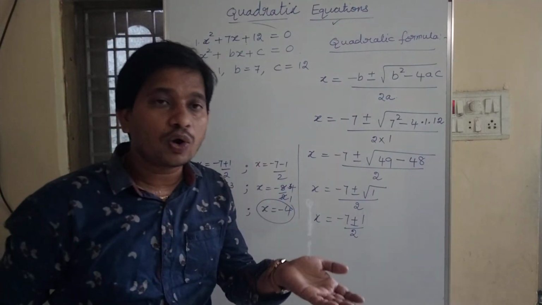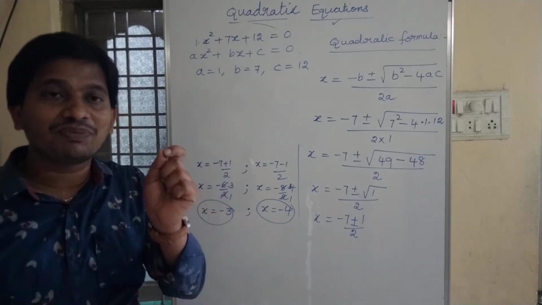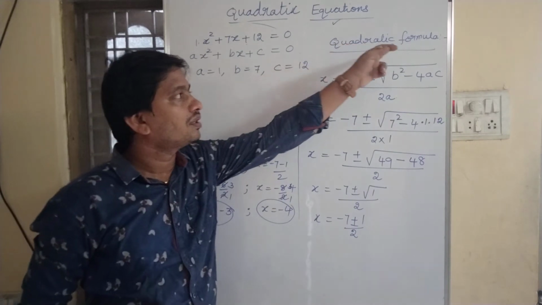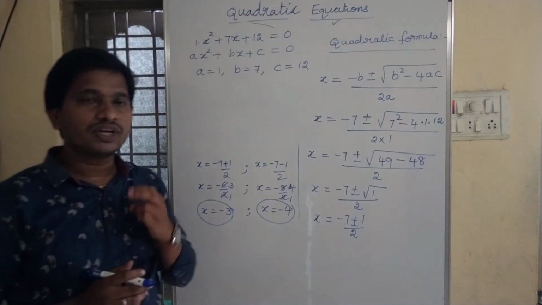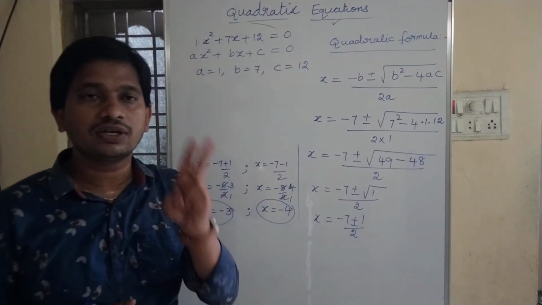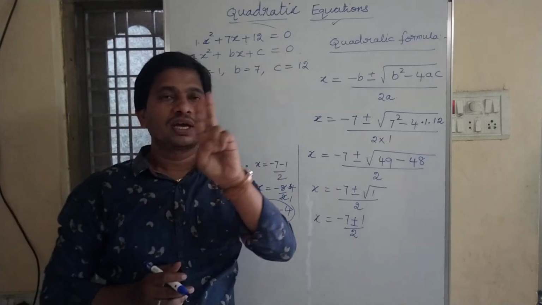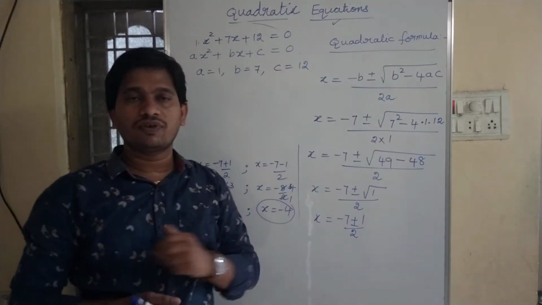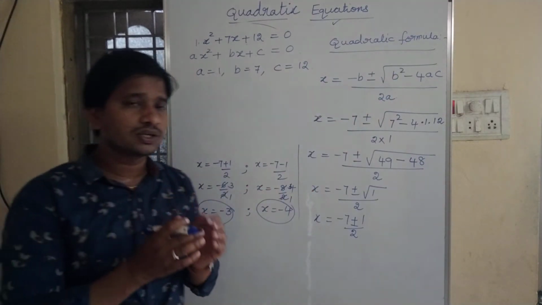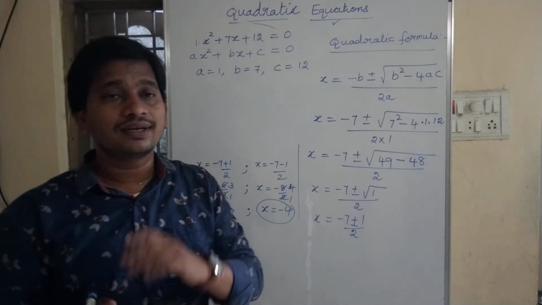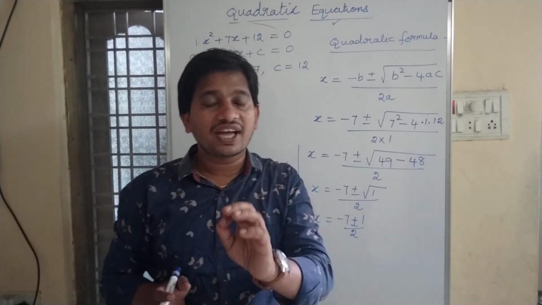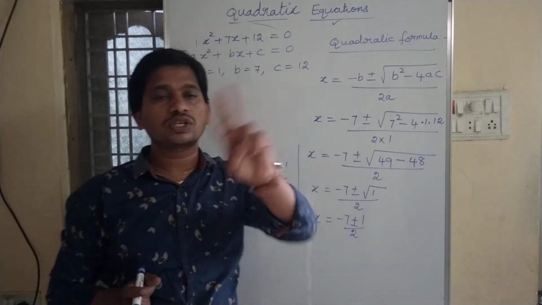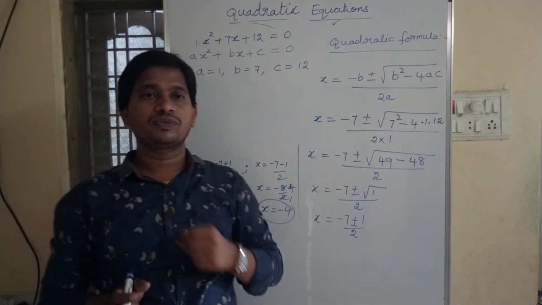Previously we found the roots of the quadratic equation by using factorization, right? And here we use the formula, that is the quadratic formula. Children, we can find the roots of the quadratic equation in two ways. One is the factorization method and the second one is by using the quadratic formula. So from this we come to one conclusion: a quadratic equation has two roots. It has two roots, or we can also call them two zeros, right?